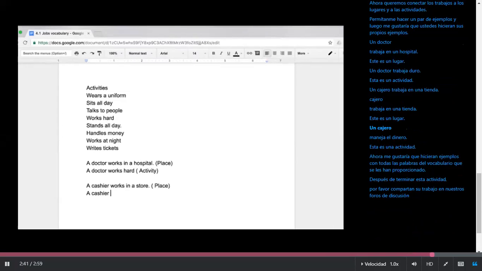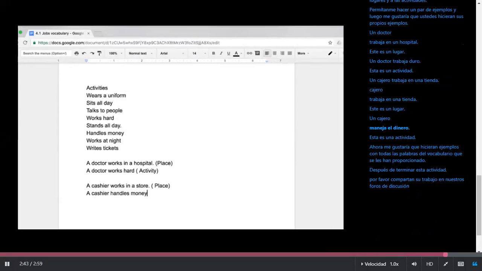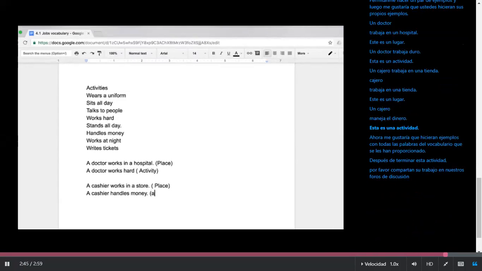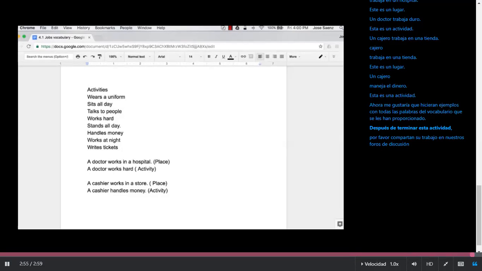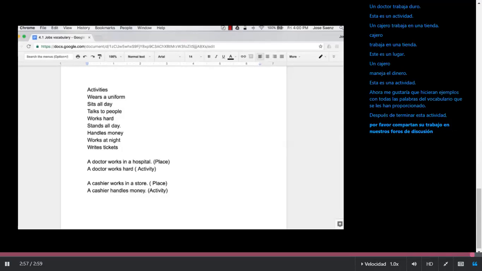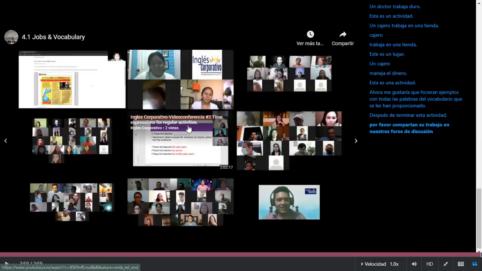Cashier handles money. This is an activity. Now, I would like for you to make examples with all the vocabulary words given. After you finish this activity, please share your work in our discussion forums.